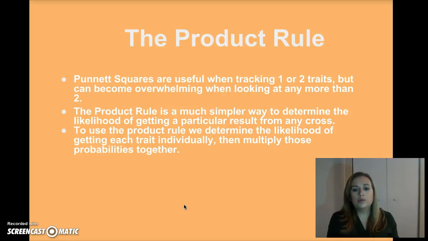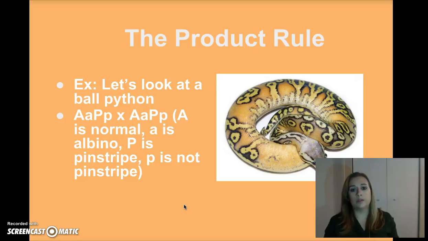To use the product rule, we determine the likelihood of getting each trait individually, and then we simply multiply those probabilities together. So you want to look at each trait on its own first, determine the probability of getting that trait, and then multiply the likelihood for all the probabilities that you've been looking at. We're going to do an example with the ball python. Here we have a dihybrid cross with two heterozygotes.